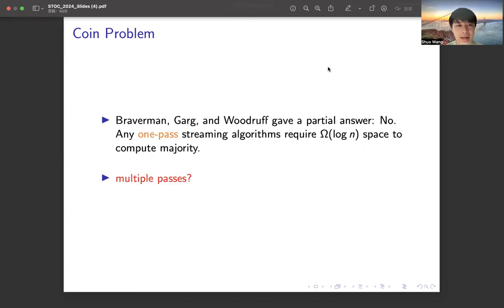Previously, Braverman, Garg, and Woodruff gave a partial answer to this question. They showed that any one-pass streaming algorithm requires Omega(log n) space to compute the majority. But could we extend their results to multi-pass streaming algorithms?